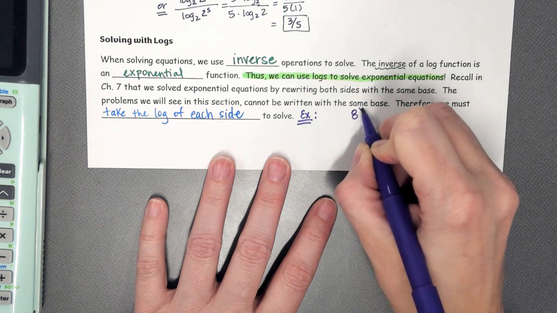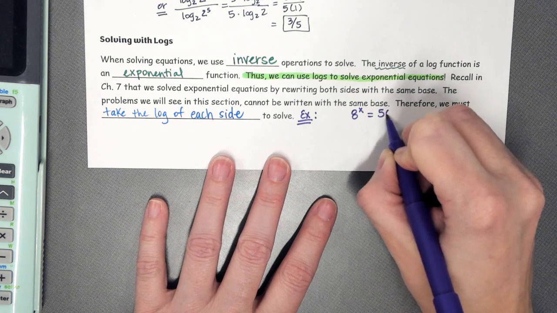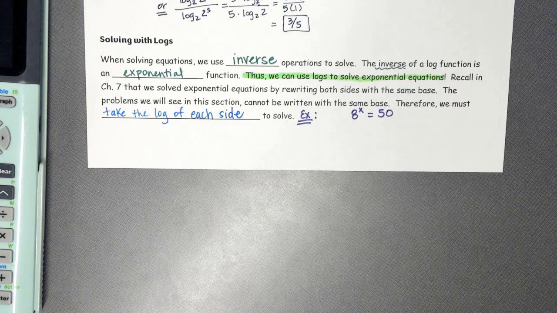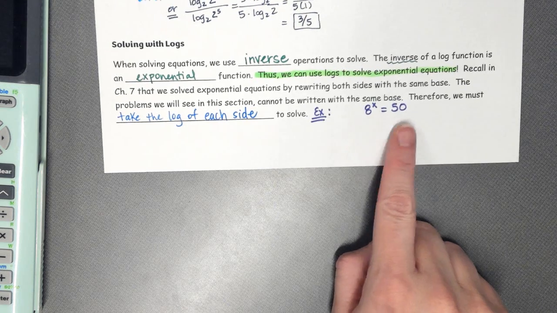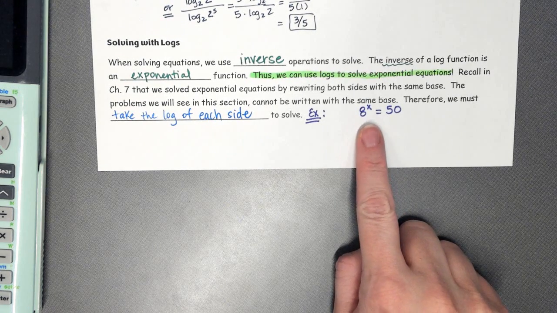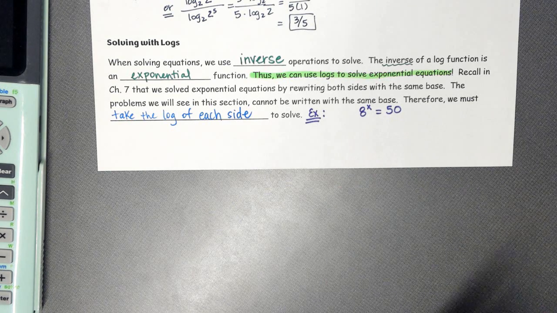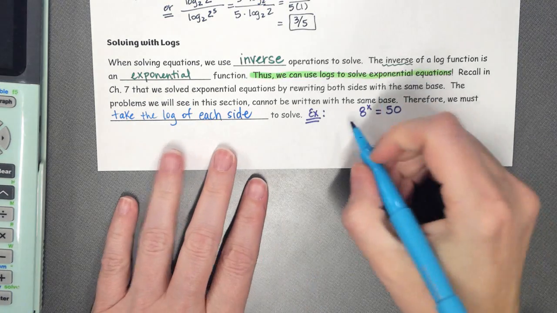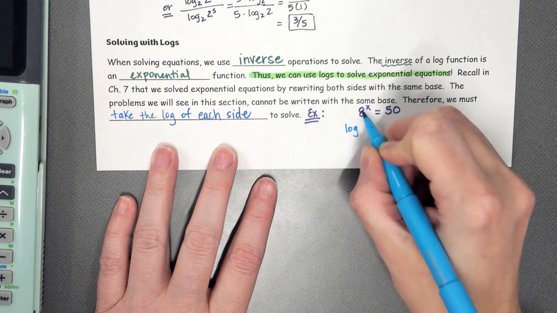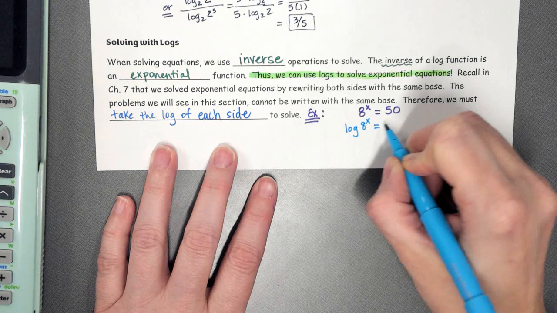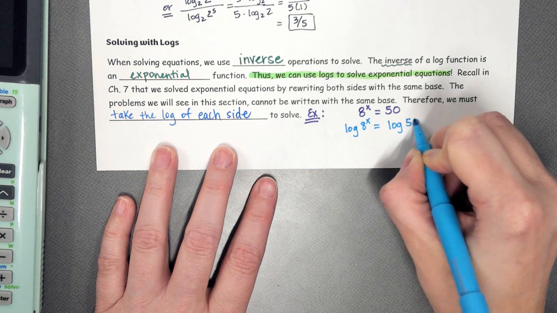Okay, so we have 8 to the power of x equals 50. When this is the problem that you see in your book, the next step is going to be what you're going to write down first. So you're going to take the log of both sides. So this is the first step I should always see. The log of this side is equal to the log of this side.